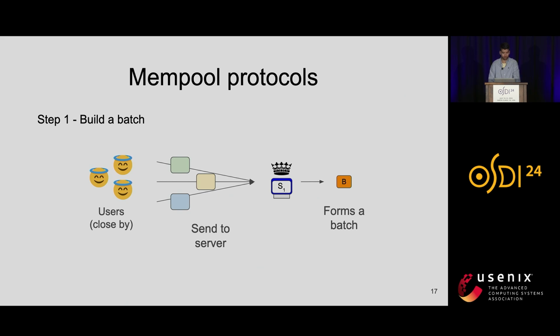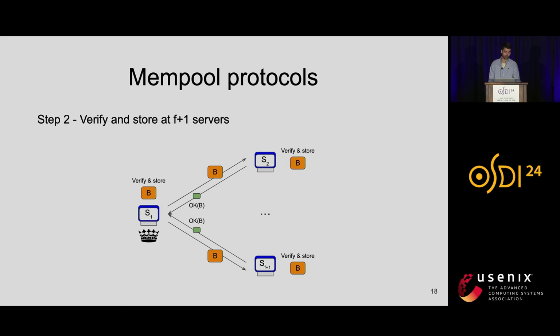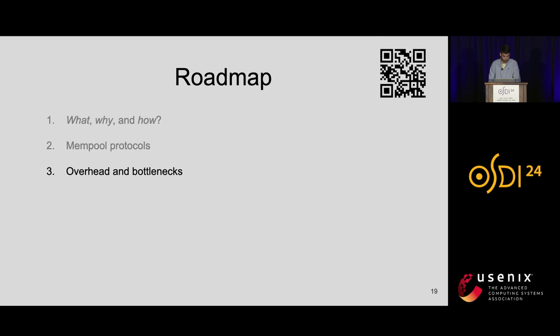In a mempool protocol, the first step is simply building a batch. The users, which are generally geographically close by, send operations to a server, which forms a batch. The second step: this server is essentially going to share this batch with at least F other servers, for a total of F plus 1, which means at least 1 is correct, which will individually verify and store that batch. Now, as you can see, the batch here is a full batch with all the signatures.